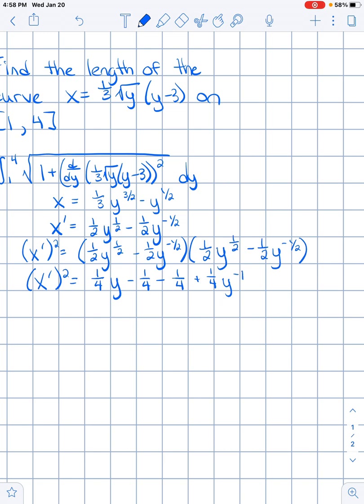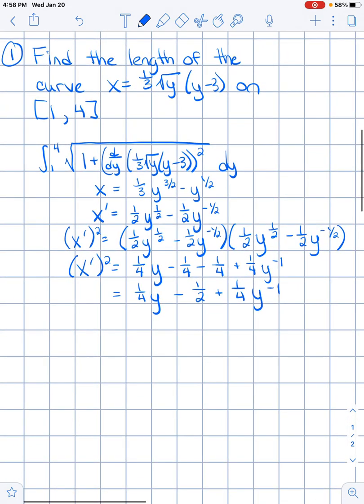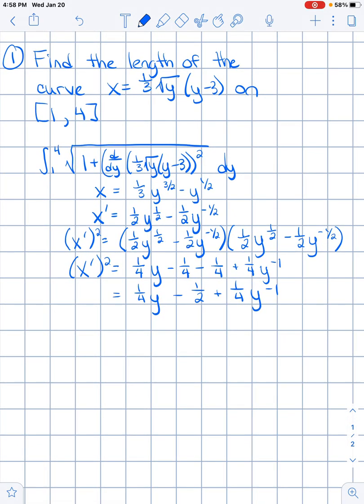And then add those exponents as y to the negative 1. All right, simplifying this derivative then, I end up with 1/4 y minus 1/2 plus 1/4 y to the negative 1. I'm going to leave it like that because there's a pattern that we need to look at. So let's put this back in. I want to just show you a pattern. I want to put this back in now to the formula that we have.